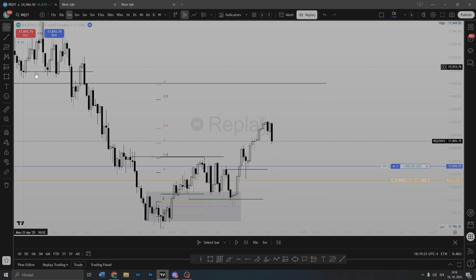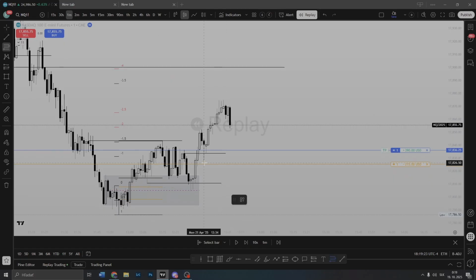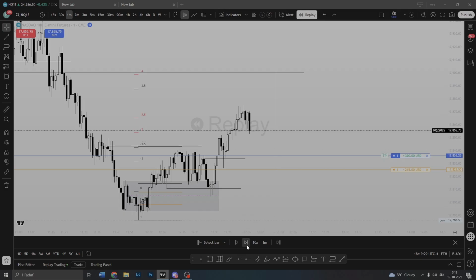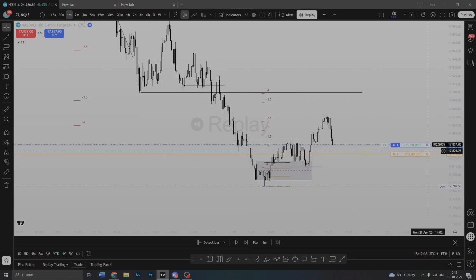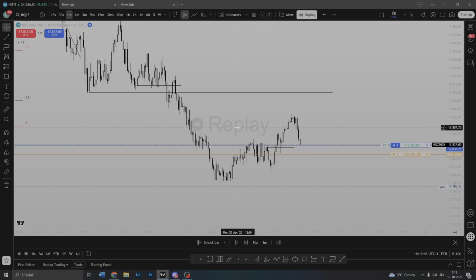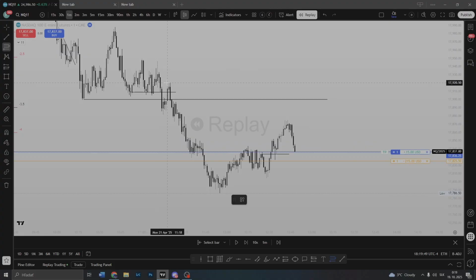Pretty big candle, but still, this can be just a rebalance. I'll delete a few of these things so it will be cleaner for us. Also, we just rebalanced this range. The candles.